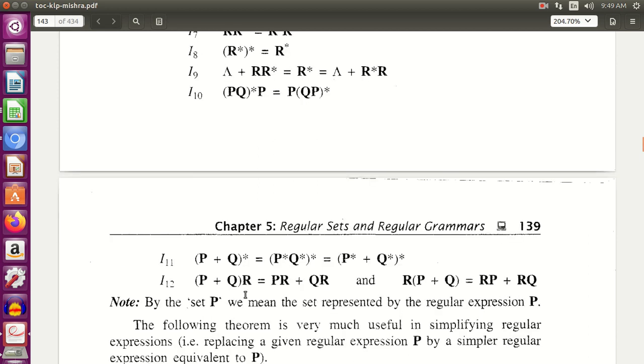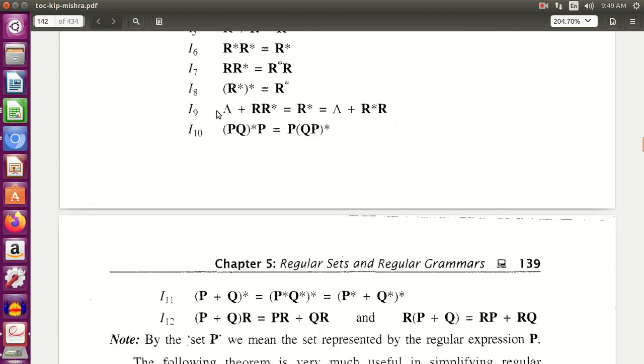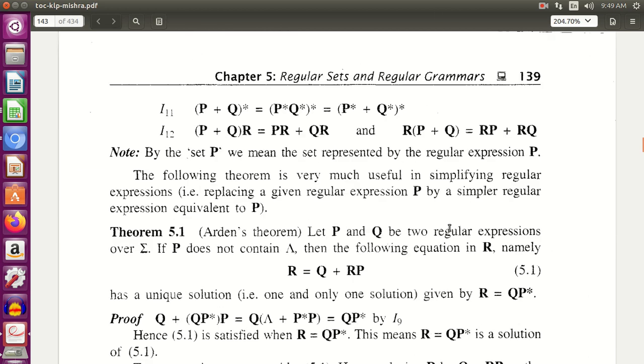Next identity, (P plus Q) concatenated with R is PR plus QR. It's easy, and again R(P plus Q) is RP plus RQ. These are easy. The three identities you should specifically remember are I9, I10 and I11. These are very important, which you will be requiring multiple times when you deal with certain problems of regular expressions. A very important theorem related to regular expressions is Arden's theorem.